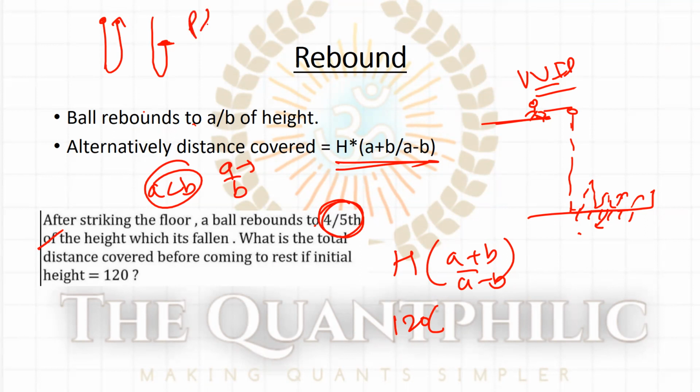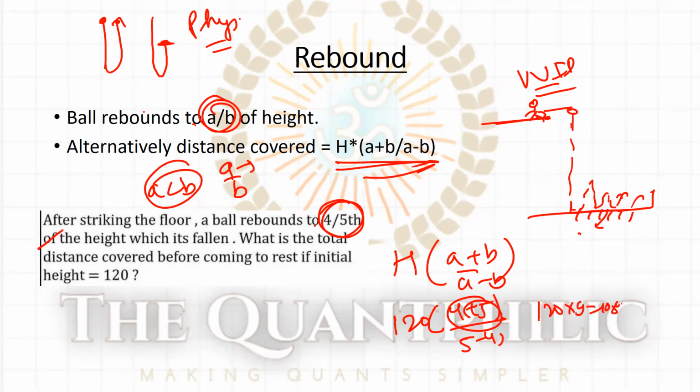So a bit of physics as well. Thank me later in the comment section. So a plus b will basically be 4 plus 5, and then a minus b will be 5 minus 4. So this will be 5 plus 4, 9, and 120 into 9 is basically 1080. This is the answer.